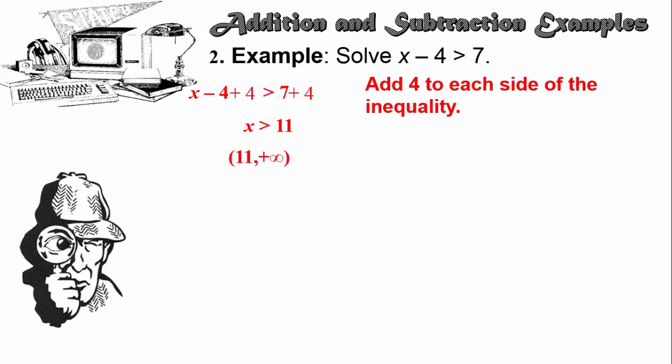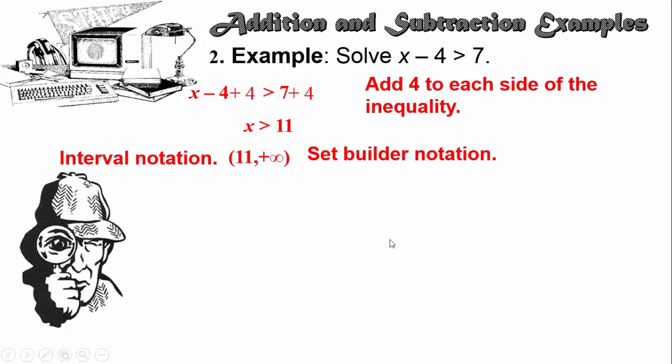In interval notation, this would be two round brackets, because as we see, there is no line or equality under the greater than sign. And infinity is positive, so we put it on this side, and the 11 we put here, and we put them both in round brackets.